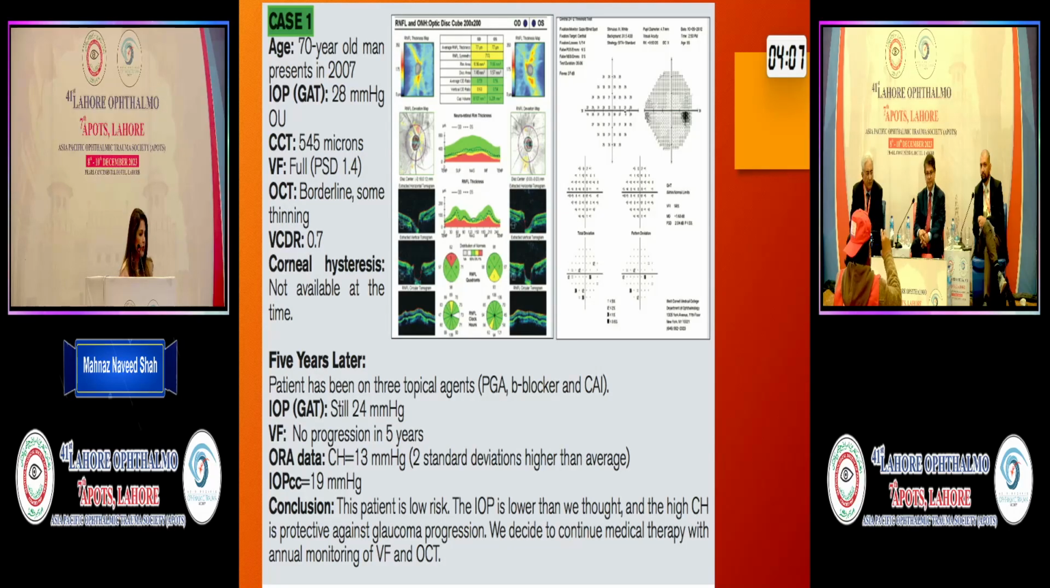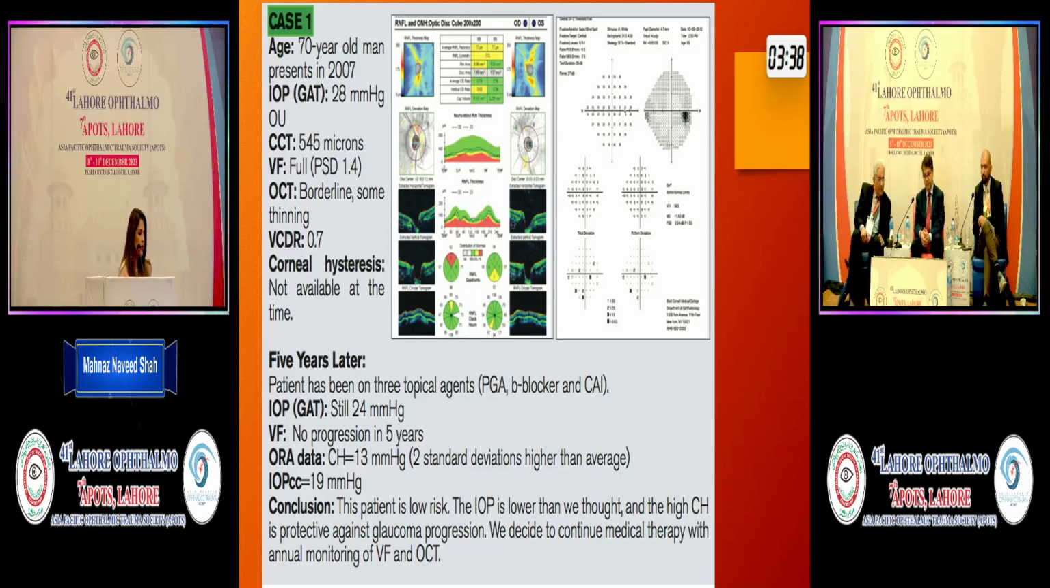This is a 70-year-old gentleman in 2007 who had an intraocular pressure of 28, normal corneal thickness, and was followed for a cup to disc of 0.7. Corneal hysteresis was not available at the time. But 5 years later, the patient had been on 3 topical medications. His intraocular pressure was still 24, and there's no progression in 5 years. And when we looked, the corneal hysteresis value was 13, which is higher than average and higher than normal, which is protective for this patient.